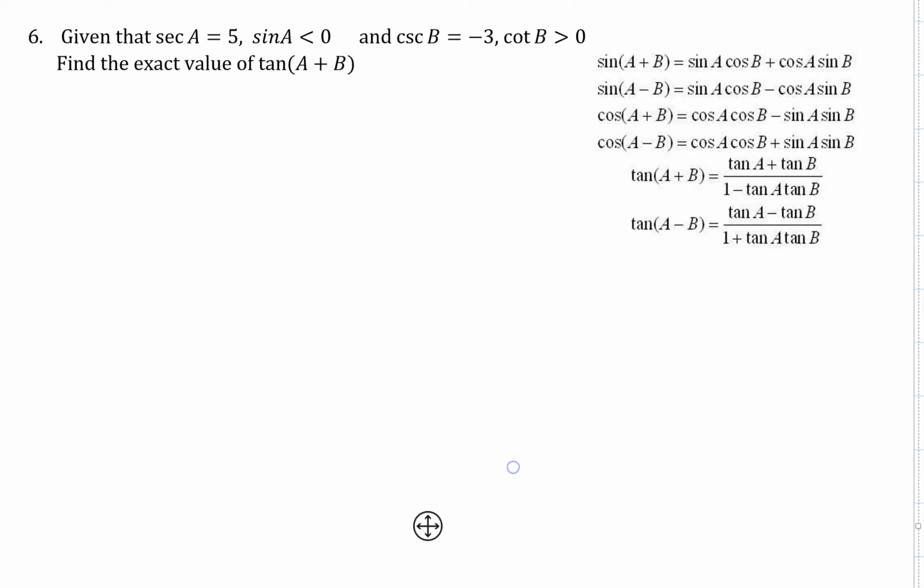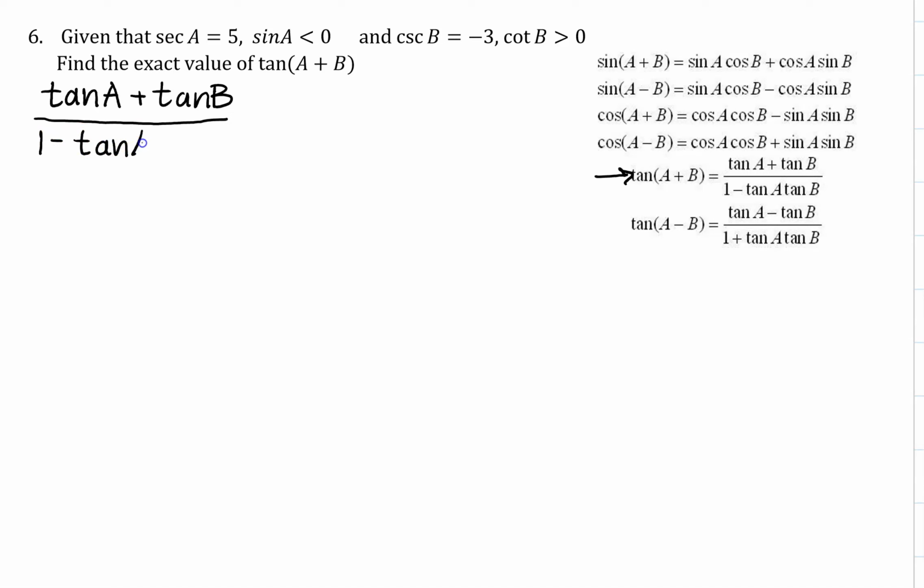In this video, we are going to find the exact value of tangent of capital A plus B given the information in the top line. So the first thing I'm going to do is copy the tangent of A plus B formula. We are going to need tangent of A plus tangent of B, all divided by 1 minus the product of tangent A multiplied with tangent of B.